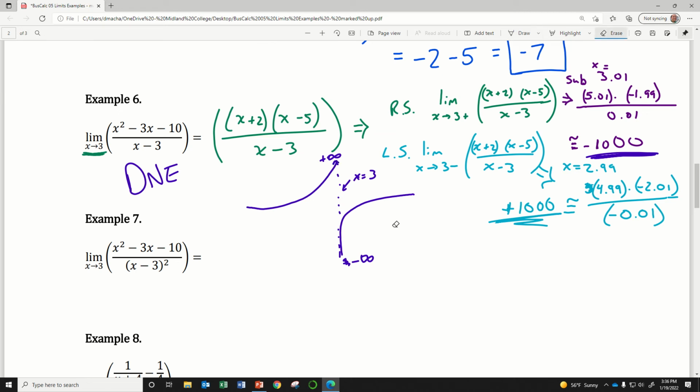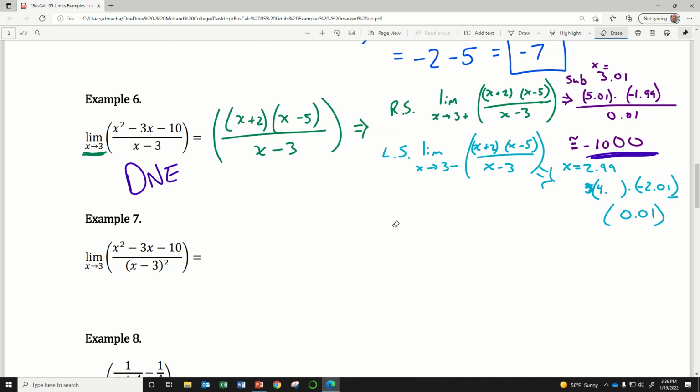Okay. And we came to this conclusion just by thinking, what would it be like if I picked a number that was just to the left of my limit point? And what would it be like if I picked a number just to the right of my limit point, right? Okay.